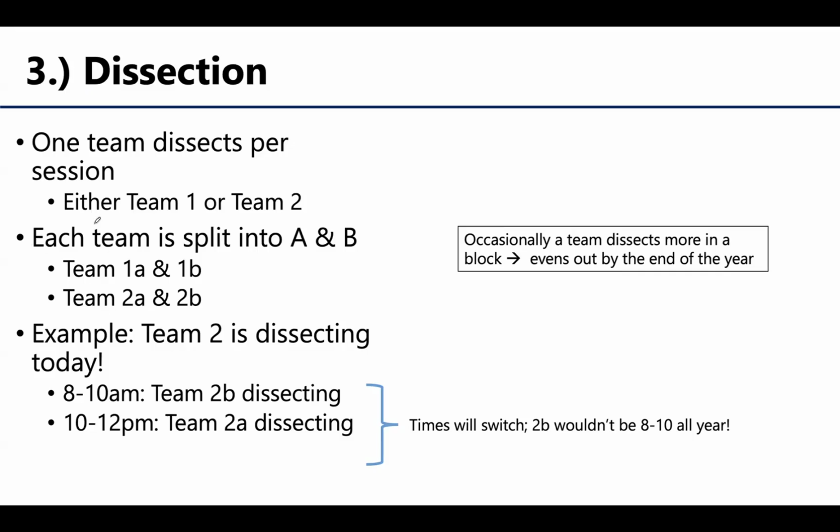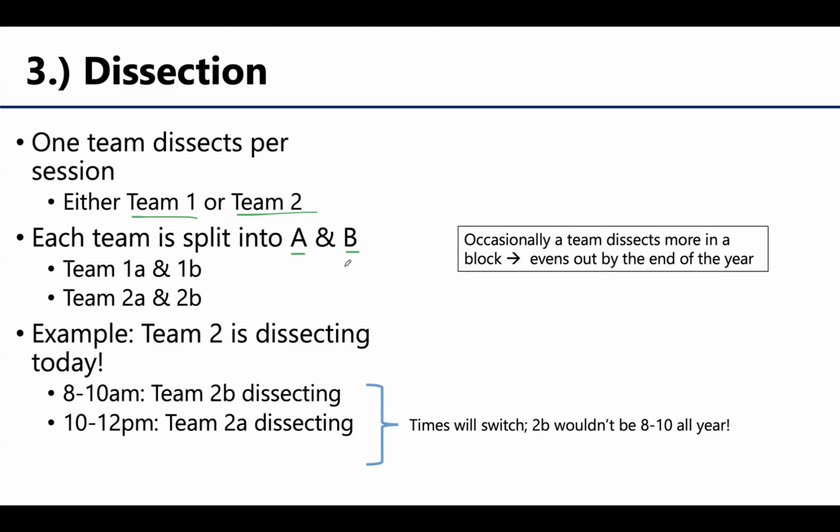Okay. Now, one team will dissect per session. So either team one is dissecting that day or team two, not both. Okay? Now, we further subdivide the teams into A and B teams. So only a fourth of the class will be scheduled in a 2-hour time slot. This allows for more direct time with dissection that would not be possible with a larger lab group. It also allows for a smaller student to faculty ratio at any given time.